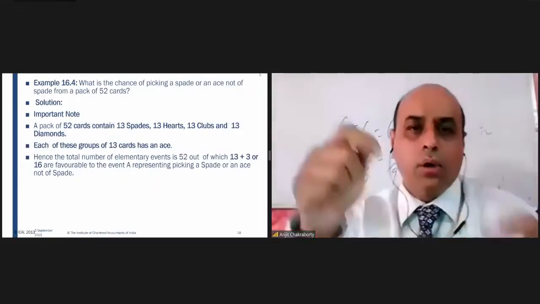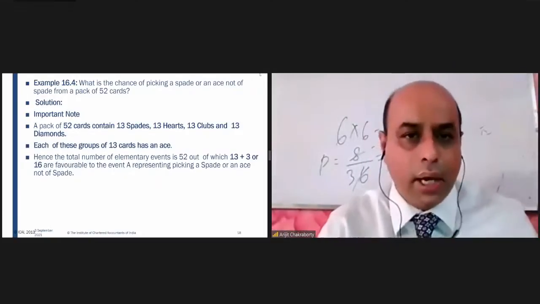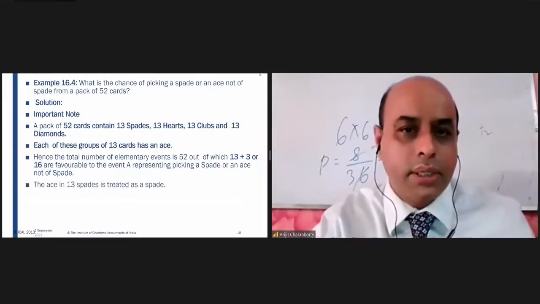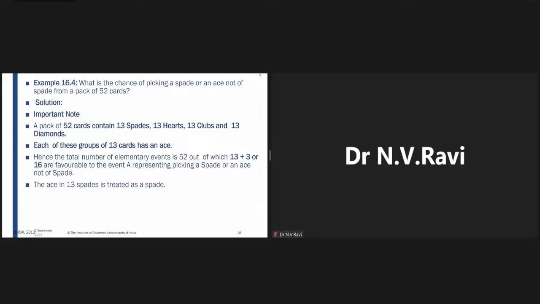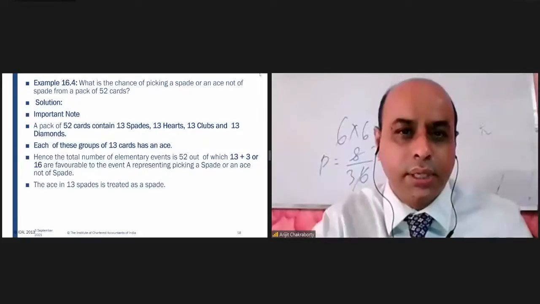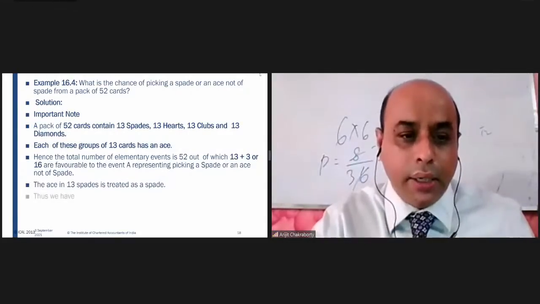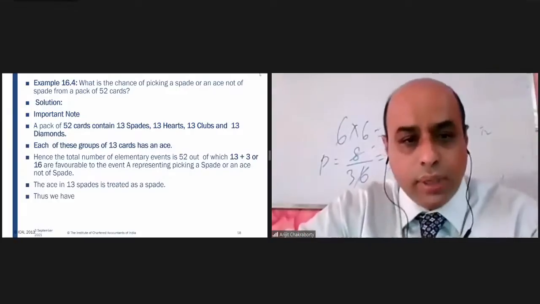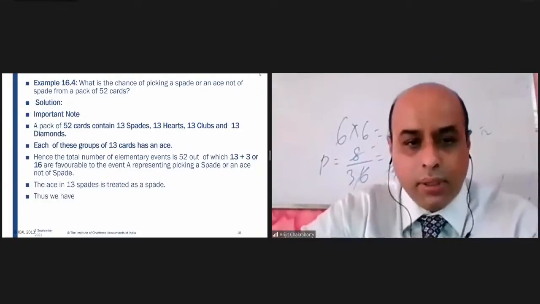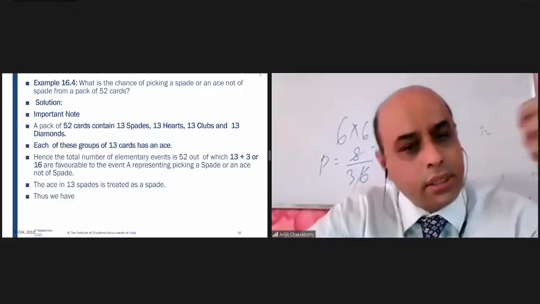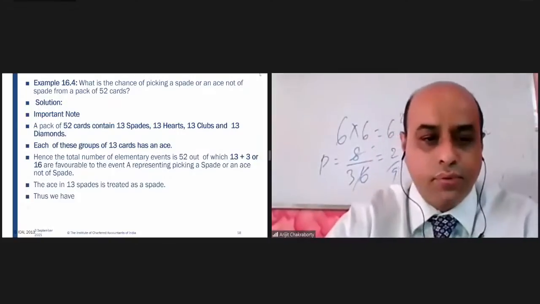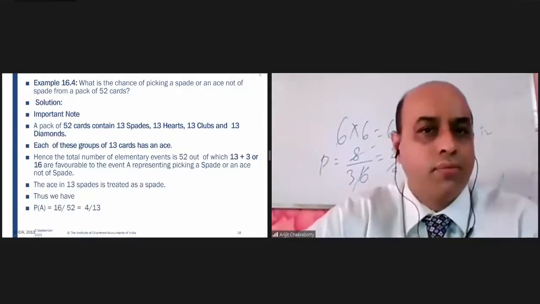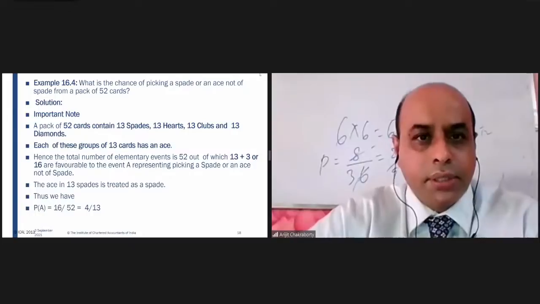So if I draw a card out of 52 cards, I can draw it in 52 ways. So the total number of possible events is 52. And now here the total number of elementary or possible events is 52, out of which 13 plus 3 are favorable. So the ace in the 13 spades is treated as a spade. Therefore we get the formula 13 plus 3, 16 by 52, which is 4 by 13. So this is example 16.4.